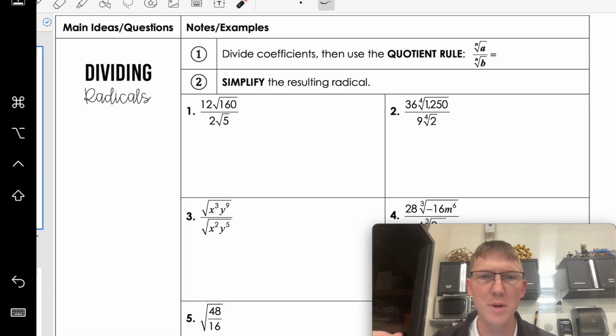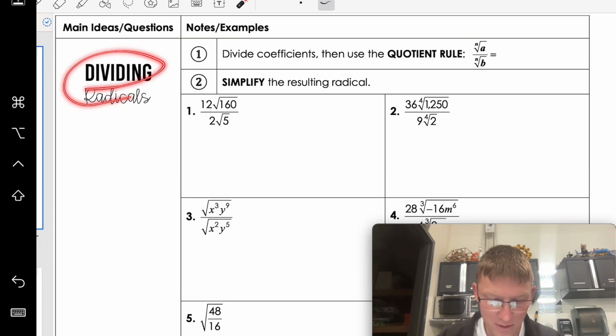As I alluded to in the introduction, the processes that we're about to go over are processes that we've done before in this class, but we were just using i's earlier. Now we're going to use radical signs. So first we're going to start off with dividing.